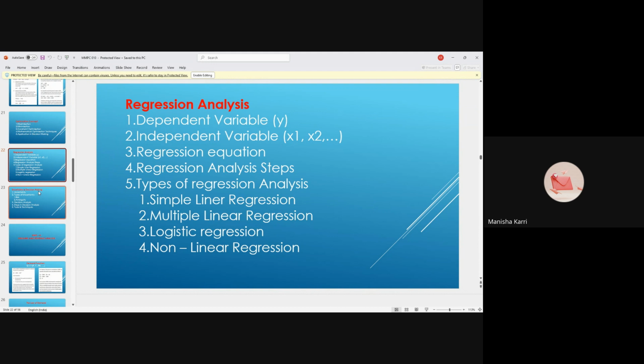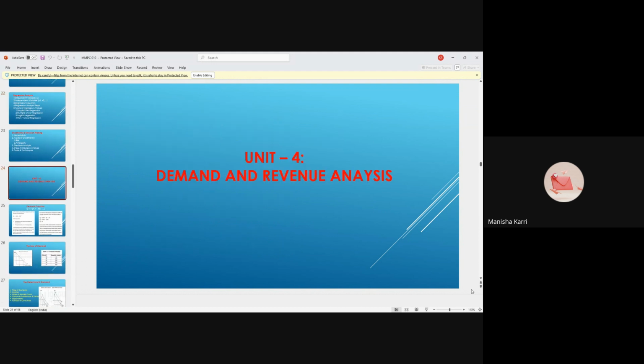Next topic is the fourth unit. Fourth unit is demand and revenue analysis.